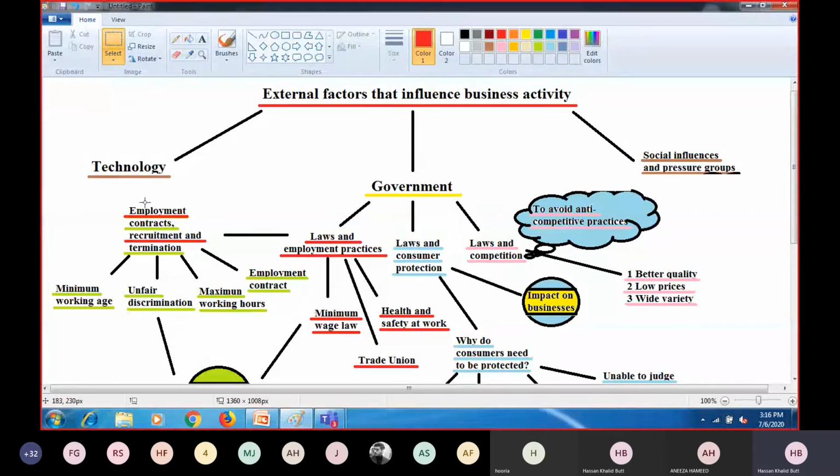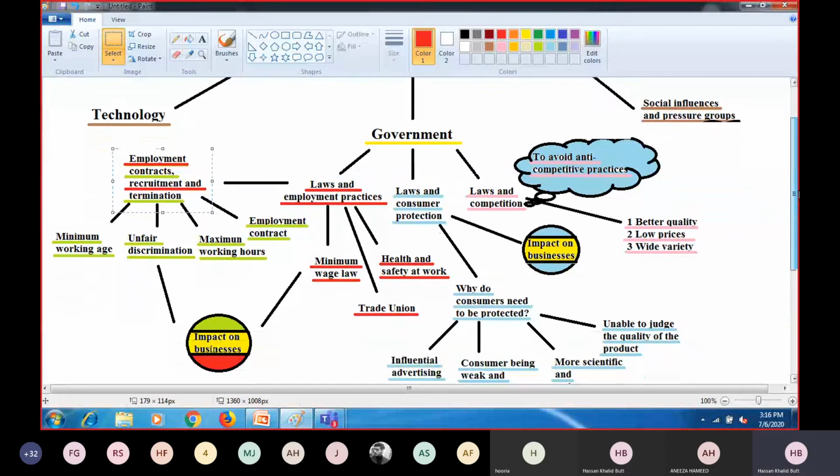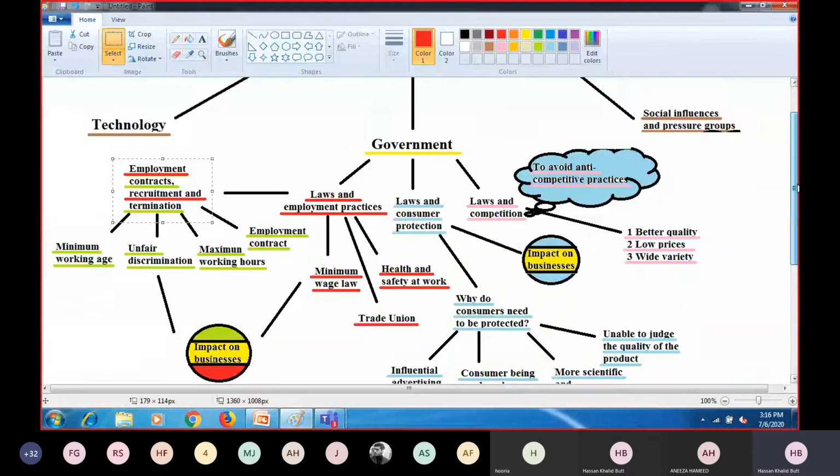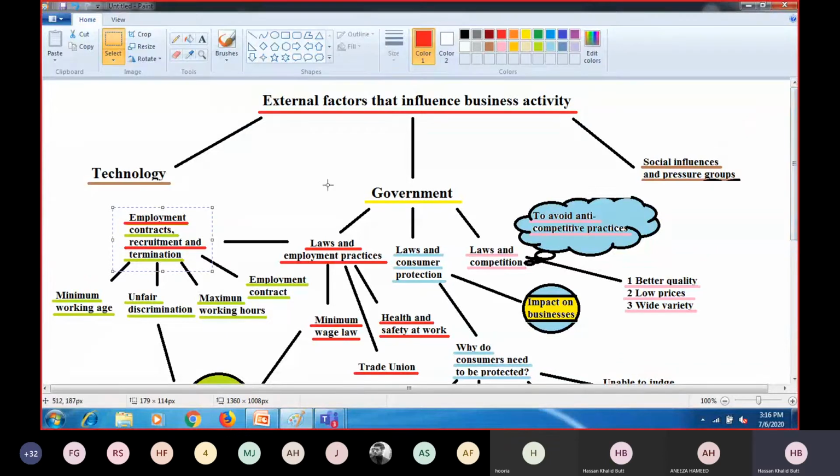We'll start with employment contracts, recruitment, and termination. Let me explain that there are many external factors. One is technology, which we have already covered. Government, we are going to go through it. Then we have social influences and pressure groups. We might not be doing that in today's class because it's a lengthy topic. In fact, it's a lengthy chapter, so it may take a couple more classes.